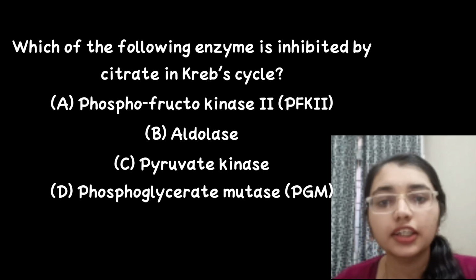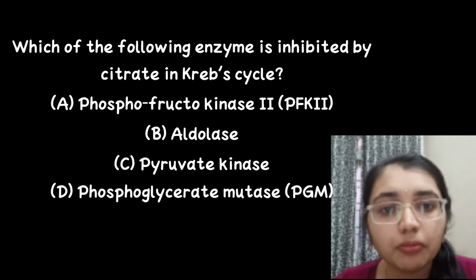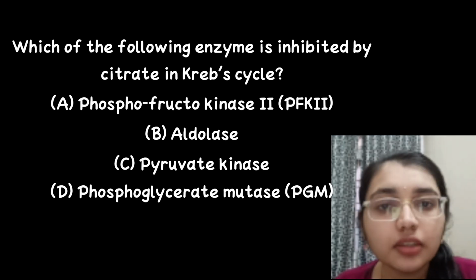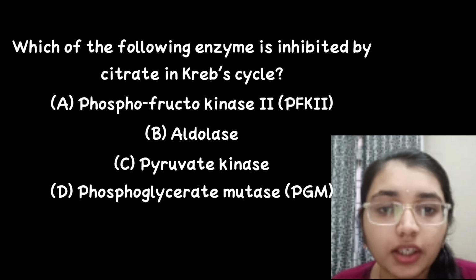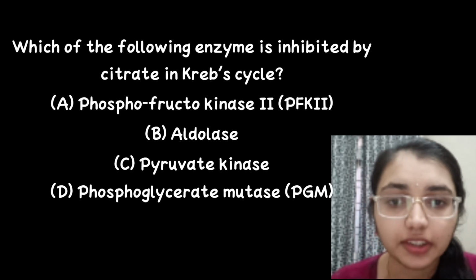Here, the correct answer for this question is PFK2. Why? It is a key enzyme in glycolysis and it is inhibited by citrate, which is an intermediate in the Krebs cycle, and it regulates the metabolic flux between glycolysis and the Krebs cycle.